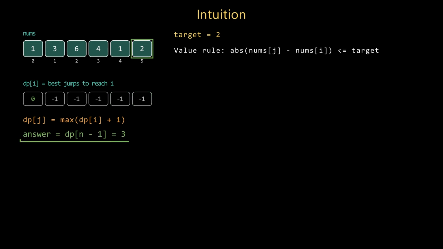So the answer is not the biggest value anywhere in dp. It is specifically dp of the last index. If that entry is still -1, the destination cannot be reached.